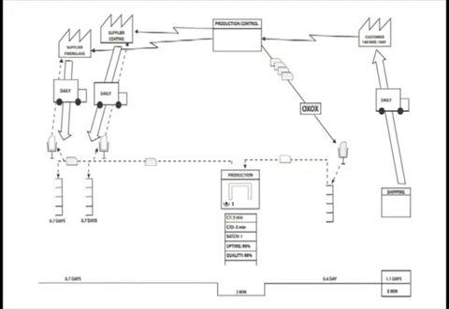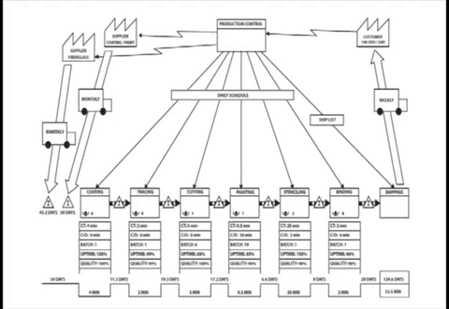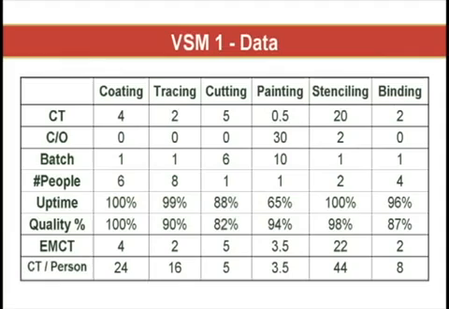So armed with this ideal state map, we're ready to create a future state map. This is what we envision our system to look like 90 days from now. Now, the map does not appear to have changed much. But if you look closely, the team is proposing some significant changes in the form of quality and uptime improvements.